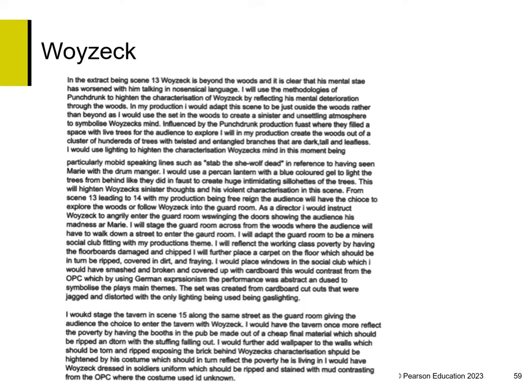Keeping moving, Wojciech, hugely popular text. I've kind of married together three bits here. It might just have been the way it came on the paper. So we set off again with the extracts being given. It gives us a context. The practitioner is Punchdrunk. We've got set detail given and the rationale for that scene. In my production, I would adapt this scene to be just outside the woods rather than beyond, and it goes on to tell us why. It goes on to explain how Punchdrunk would use this type of set.